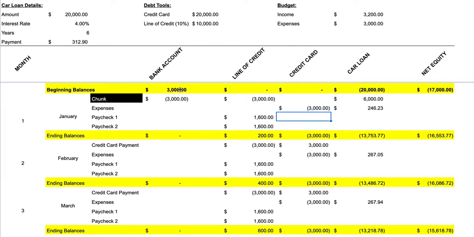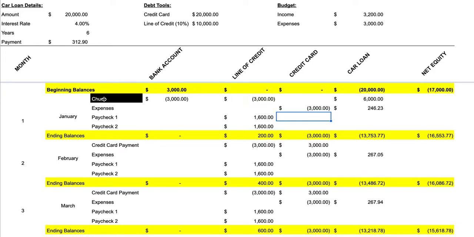Your bank account is at 3,000. Your line of credit and credit card are at zero. The car loan is at negative 20,000, which will give you a net equity of negative 17,000. So negative 20,000 plus the 3,000 gives you negative 17,000. This is how much personal equity you have.